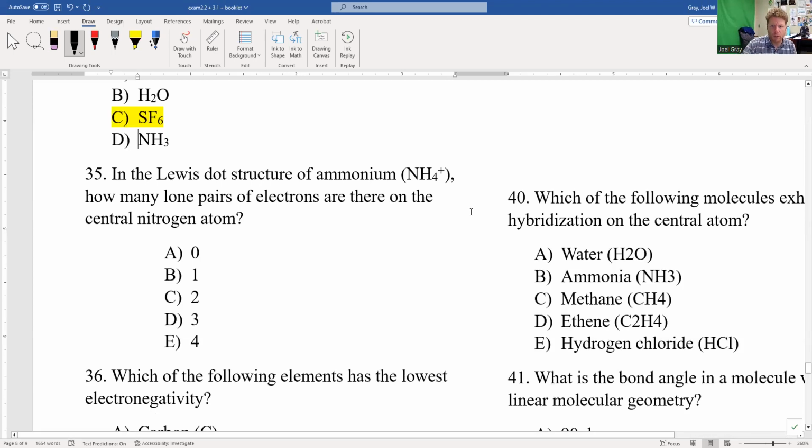In the Lewis dot structure of ammonium, how many lone pairs of electrons are there on the central nitrogen atom? 0.